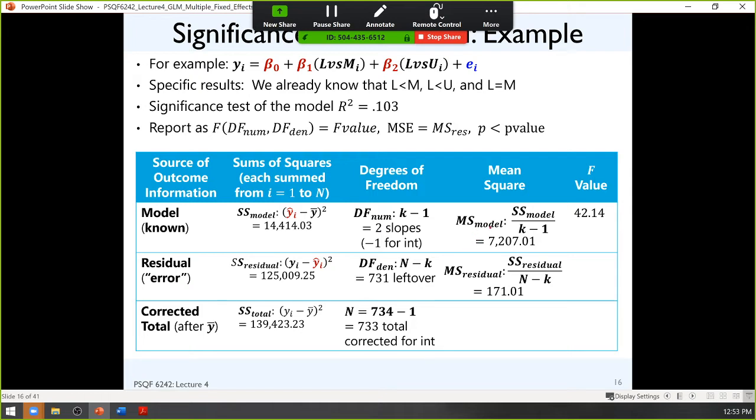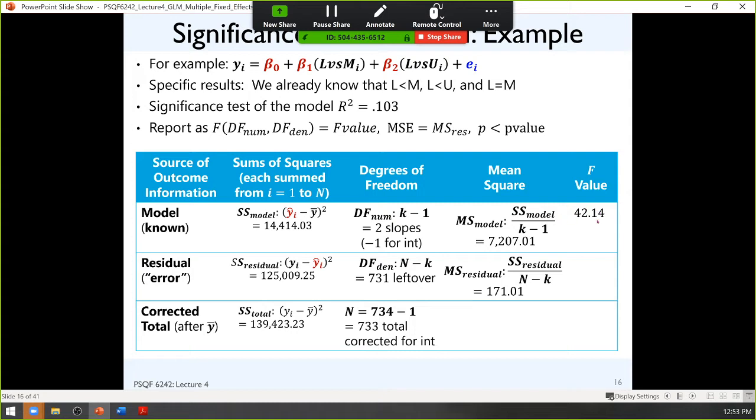So mean square model divided by mean square residual, a weighted version of what we know divided by what we don't know, gives us our test statistic for the model, which is our friend F. F is 42 here. That's very good. If the model was no good, F would be 1 or less than 1. 1 is sort of the theoretical value.